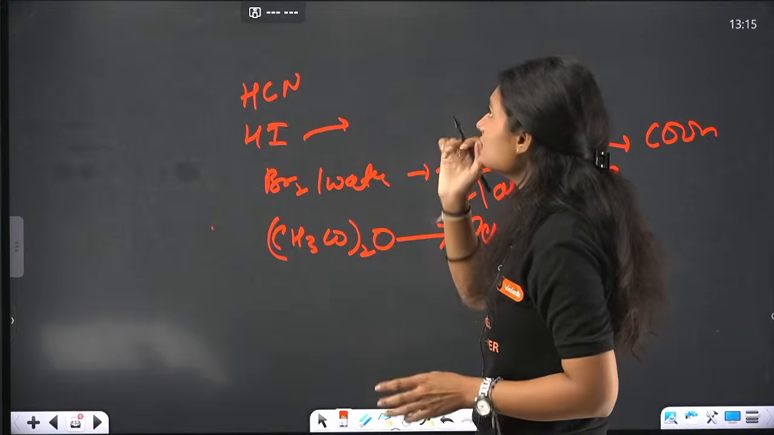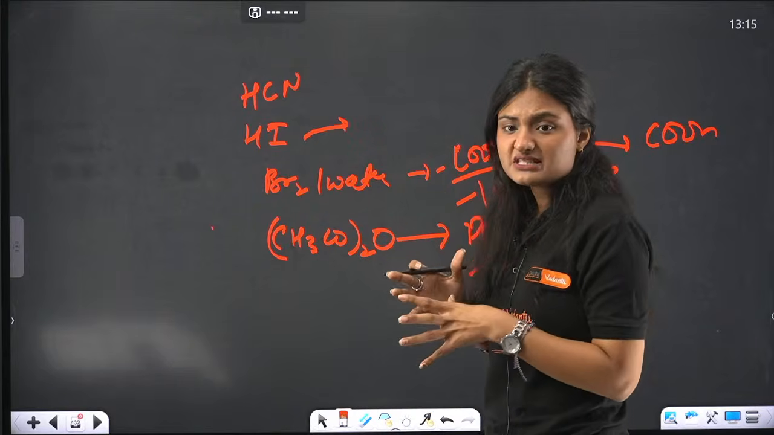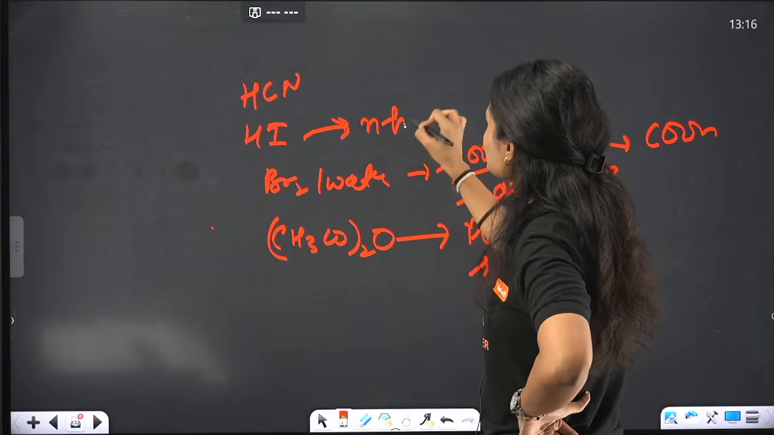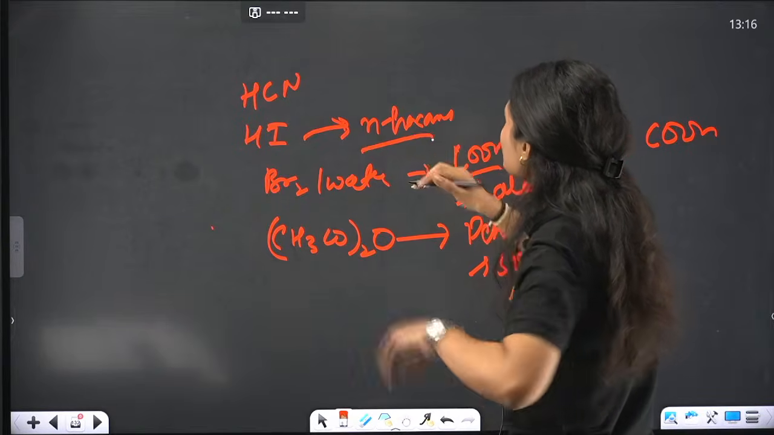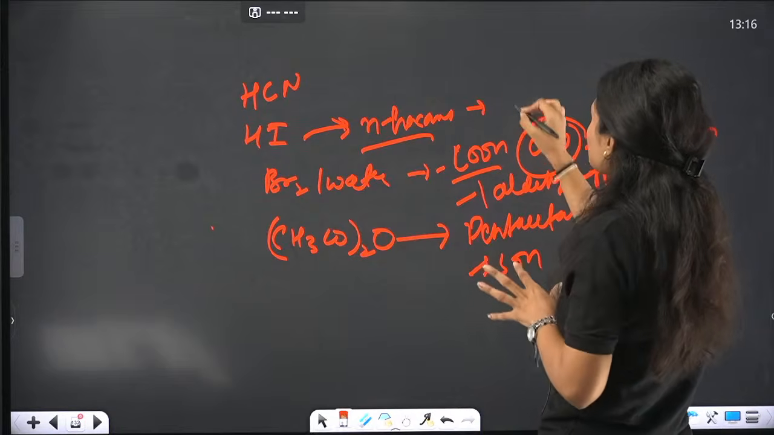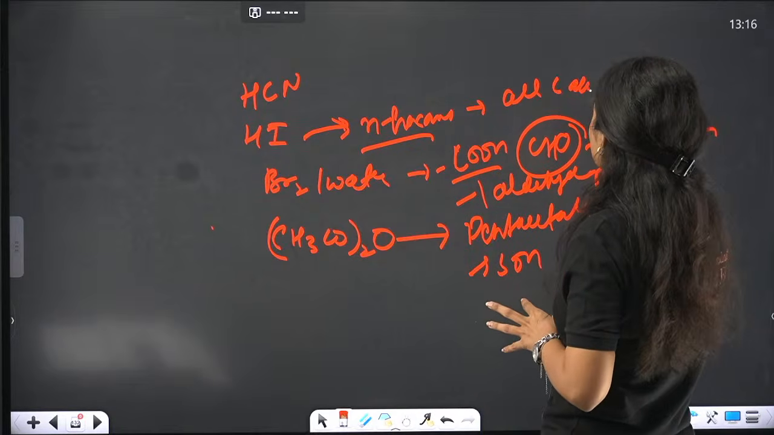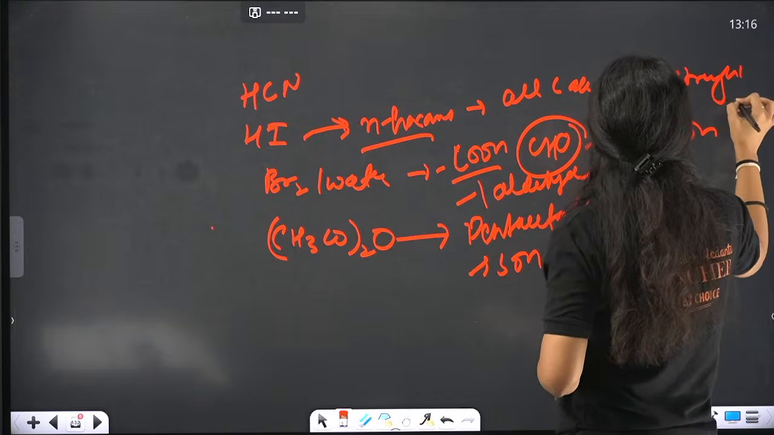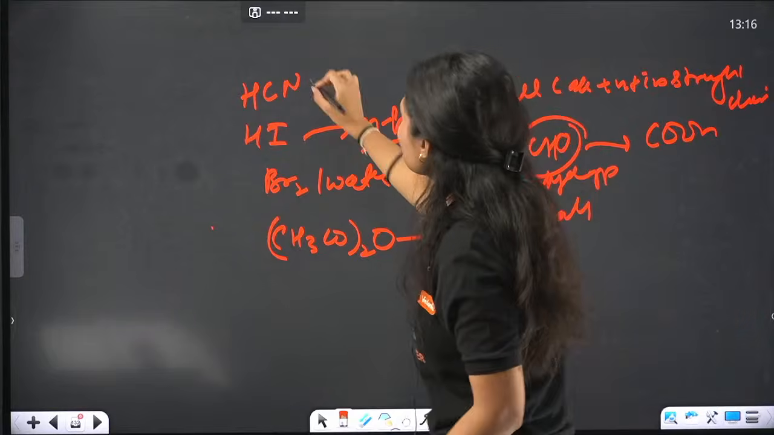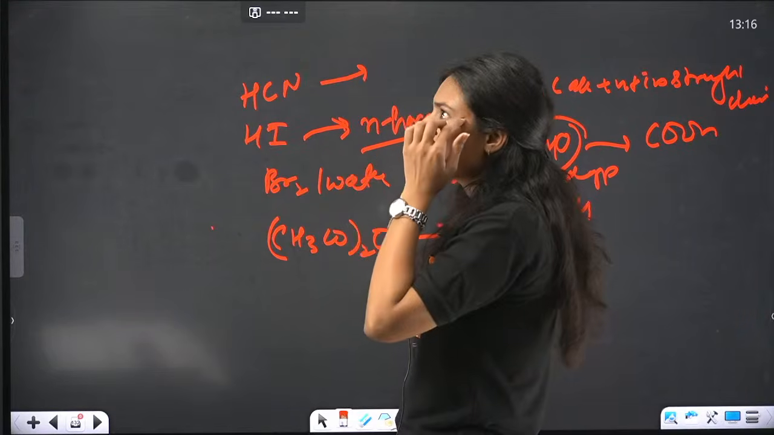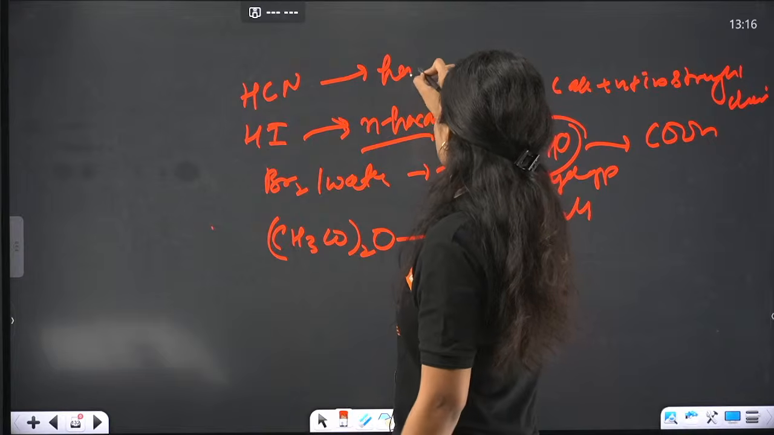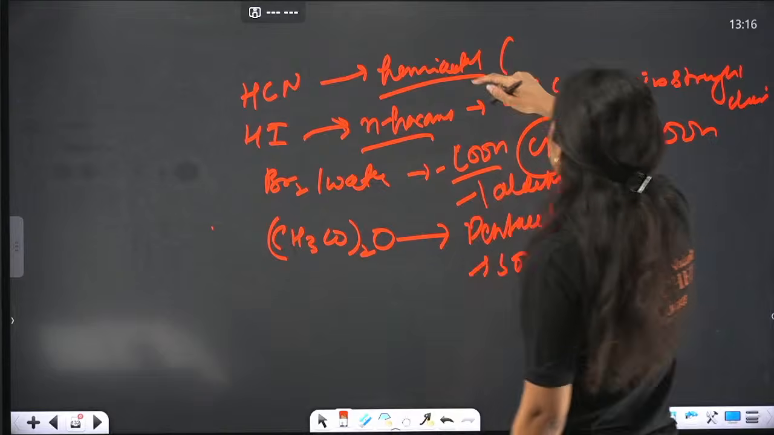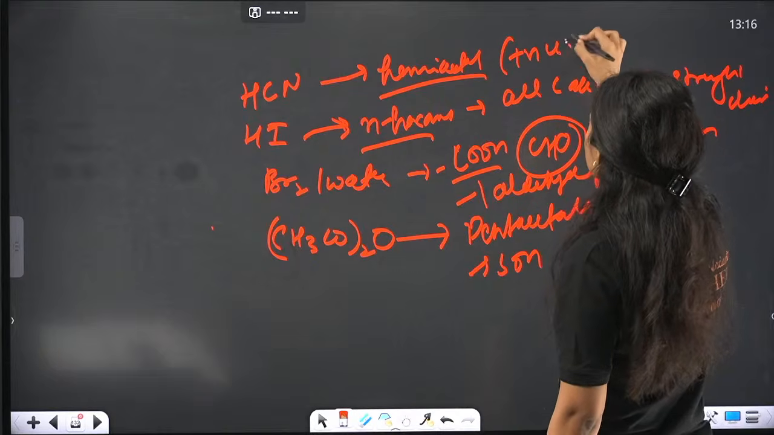When we treat glucose with HI, what happens? We get n-hexane. N-hexane means all the carbons are in a straight chain. Then when we treat with HCN, we get cyanohydrin. That shows there is a presence of a carbonyl group.